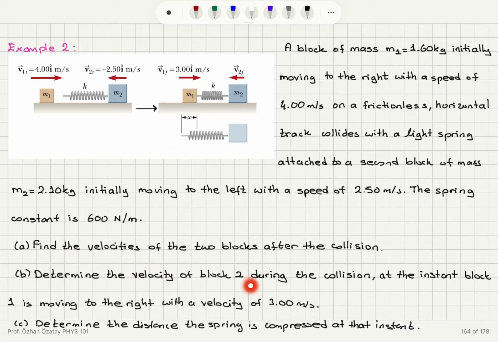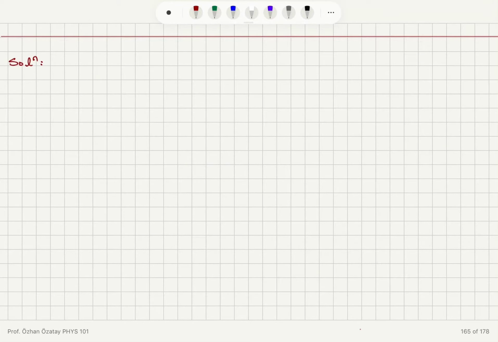Determine the velocity of block 2 during the collision at the instant block 1 is moving to the right with a velocity of 3 meters per second. Determine the distance the spring is compressed at that instant. Okay, and once again, I note that there is no friction in this process, no non-conservative internal forces. Therefore, the type of collision I will have here will be an elastic collision. So I start with identifying the type of the collision.